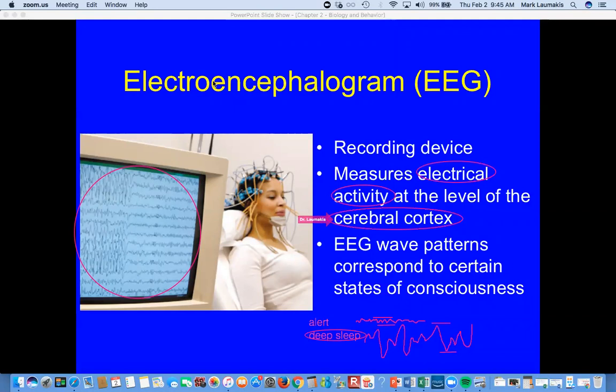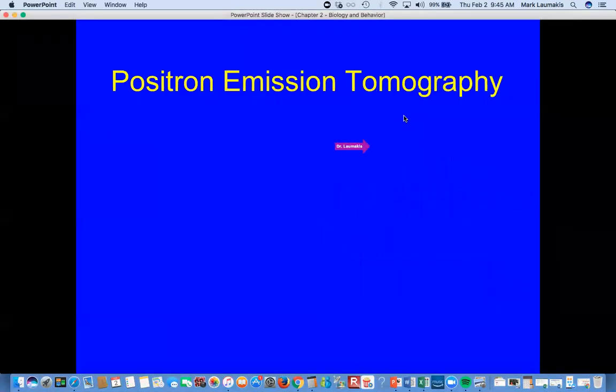Okay, so we've got the post-mortem brain specimen, the EEG, the first two of our 5 tools in our toolbox as neuroscientists. What's number 3? Number 3 is when we finally get into looking at brain imaging. So let's take a look at some of the brain images we can get by doing something called a PET scan. Let me run through the elements here of a PET scan.